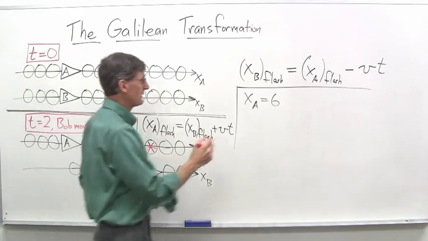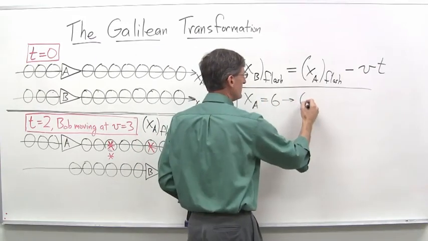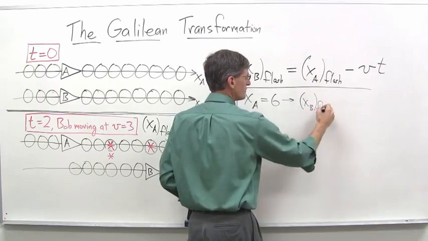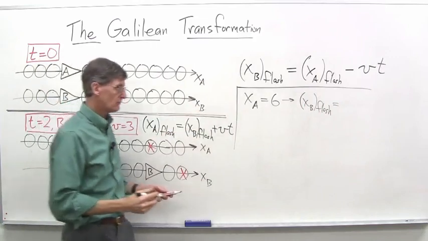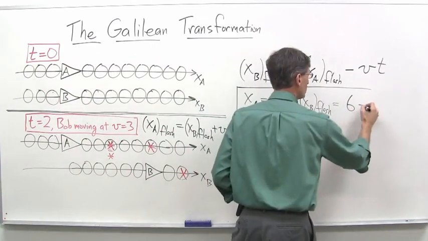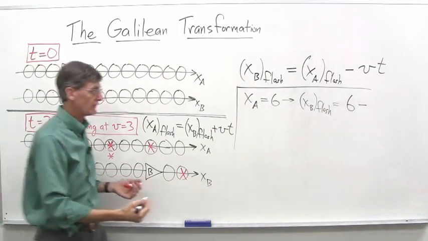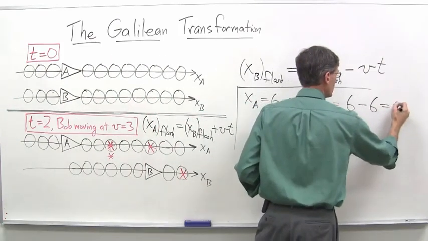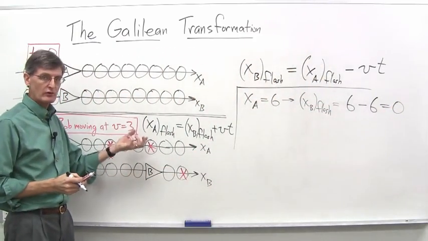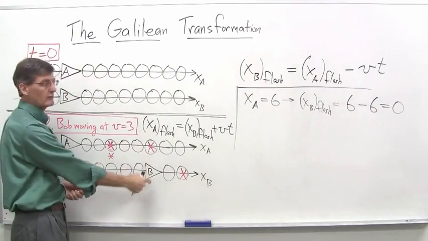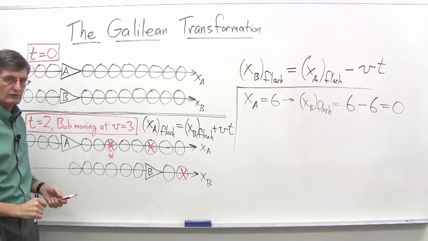So let's see what we get. With this equation, we're going to get xb of the flash equals xa of the flash, which Alice says is 6, minus vt, and vt being 3 times 2 is 6. So I get 6 minus 6 equals 0. That's telling me that, as far as Bob is concerned, the flash occurs at position 0, and that's exactly where he is. He's at position 0 there in his spaceship, and he sees the flash occurring.